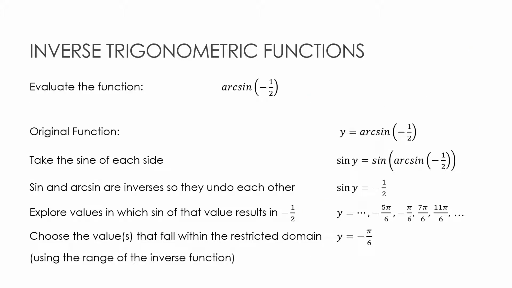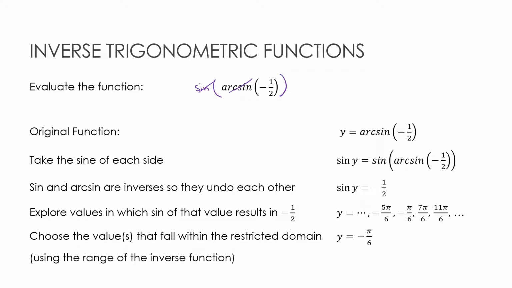So let's take a look at how we're going to evaluate a function like arc sine of -1/2. First of all, I want you to think of it like a function, y equals arc sine of -1/2. Then I want you to think about what we know about inverses. Inverses undo one another. So that means I could take the sine of this, and sine and arc sine are inverses, and they will therefore cancel each other out.